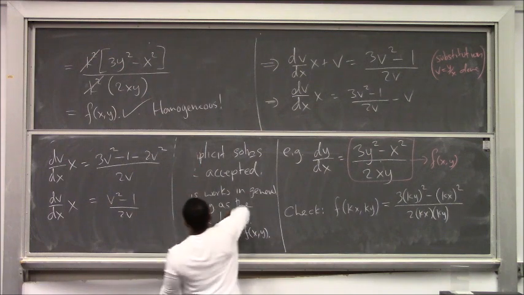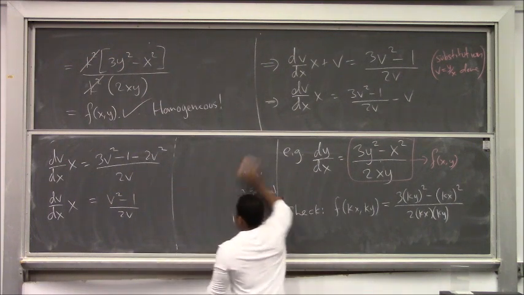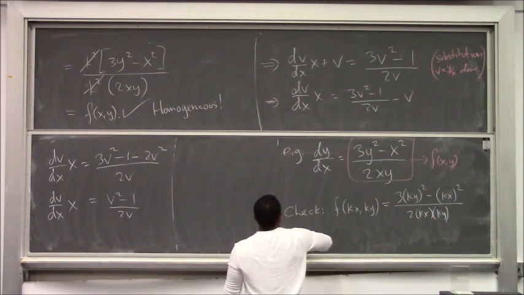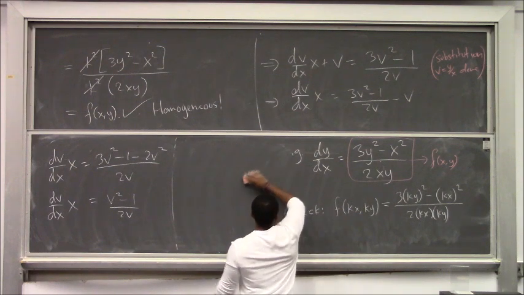Do you have to square the 2 into v squared or no? I'm combining the fractions.